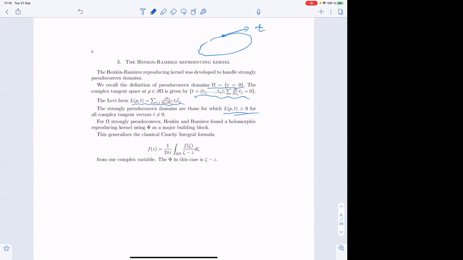And once you had these strongly pseudoconvex domains, Henkin and Ramirez found this holomorphic reproducing kernel, and it uses this phi, the support surfaces, as a major building block. And this generalizes the classical Cauchy integral formula in one variable: f of z is 1 over 2 pi i, integral over the boundary, f of zeta over zeta minus z, d zeta, for one complex variable, and phi in this case is just zeta minus z. So it's singular, but not too singular.